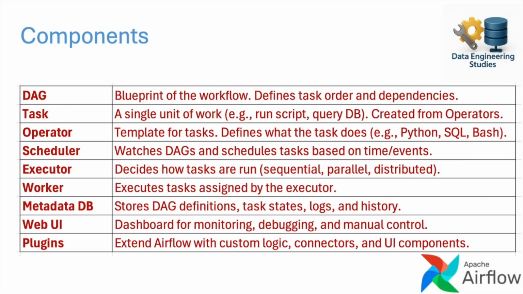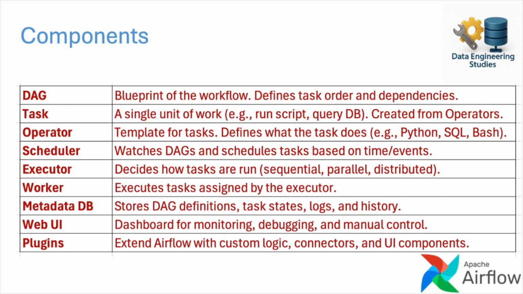The next component is the scheduler. The scheduler monitors DAGs and schedules tasks based on time or event. The next component is the executor. The executor defines how a task runs, whether sequentially, in parallel, or distributed. The next component is the worker. The worker actually executes the task assigned by the executor.